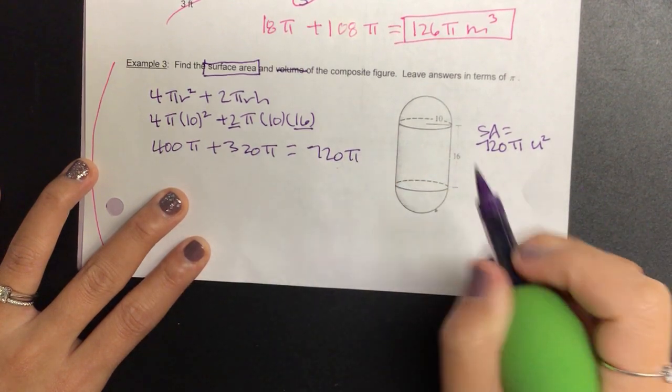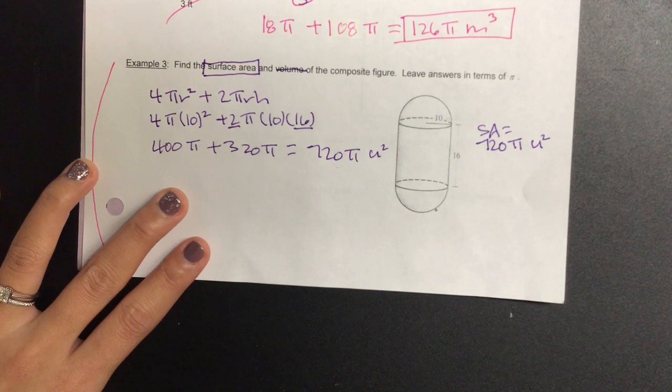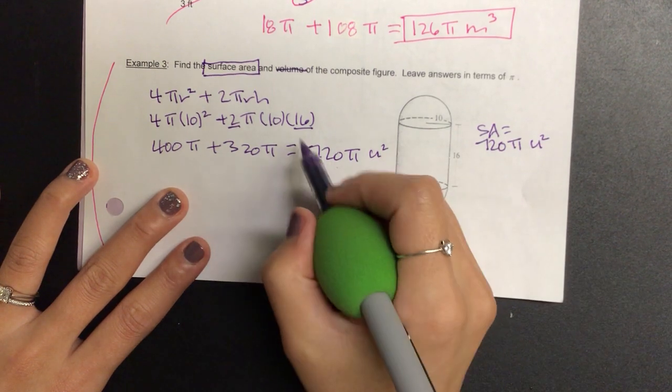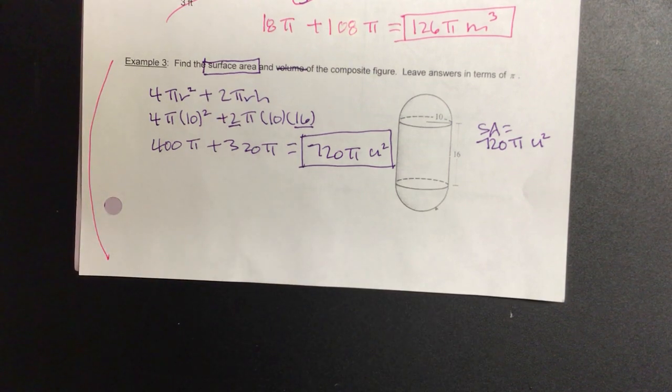And it didn't give us a unit. Just write unit squared. If you like feet, write feet squared, okay? So it's kind of like open for y'all. But in general, we call it unit squared. All good? All right.